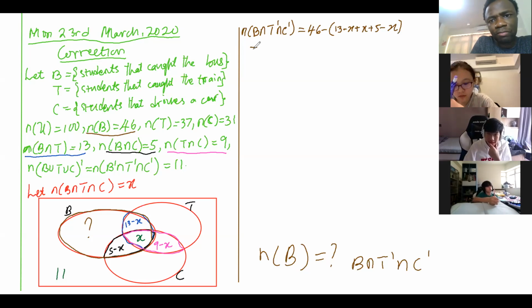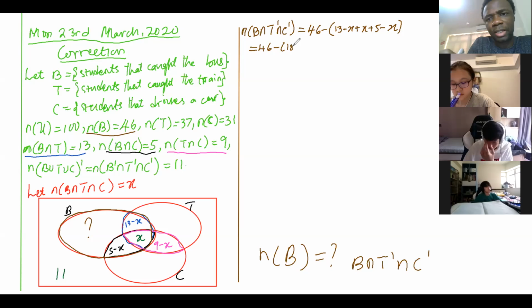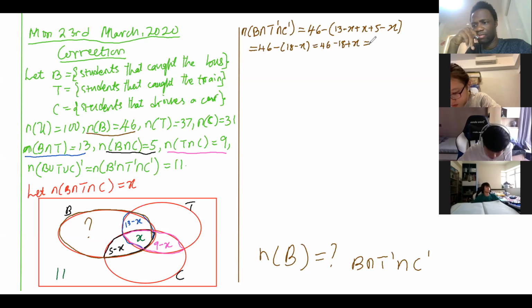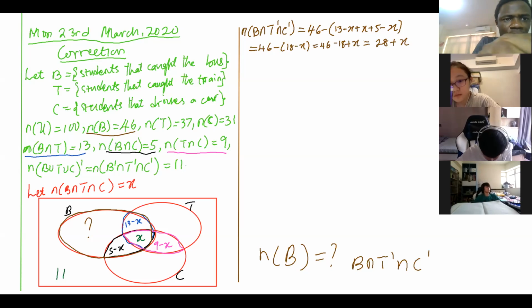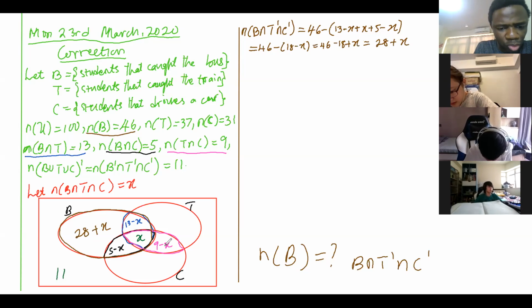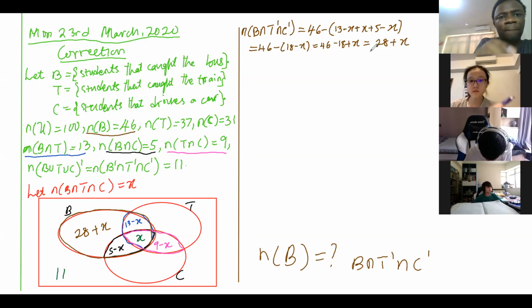So this will be 46 minus, so in this bracket, this is gone, right? Minus X plus X is gone. So I'm going to be having 18 minus X. So if I open the bracket, it will be 46 minus 18 plus X. And what's 46 minus 18? Is that 26? 28. 28. So this is 28 plus X. So I'm going to write in here 28 plus X. So when you're doing the 3 by 3 problem, there's no need to show the calculation of the 2 only, but it's important to show the calculation for 3 only. It's just to make your work easier and easy to follow.